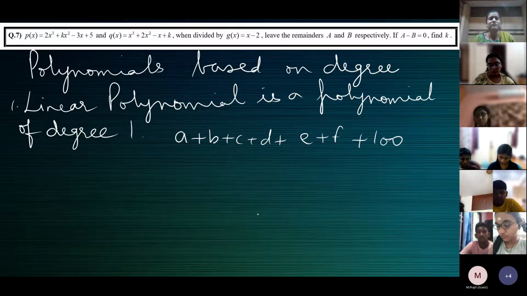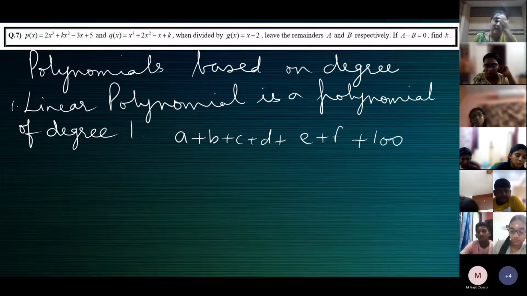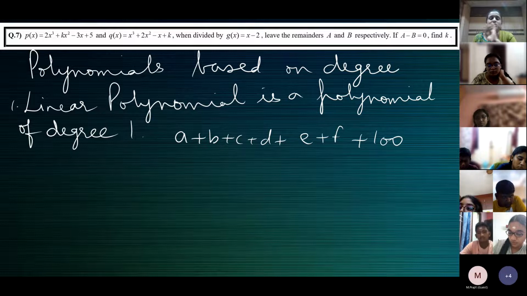It can have any number of terms because we are not talking about monomial, binomial or trinomial. We are talking about a linear polynomial. It can have 1 term, 2 terms, 5 terms, 10 terms. Linear polynomial means the degree should be 1. It can have any number of terms.